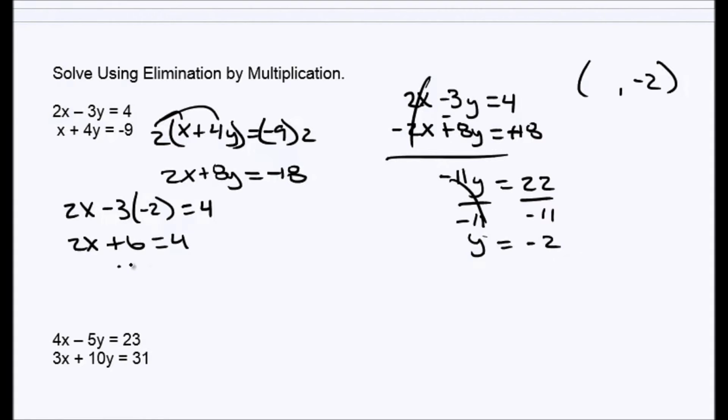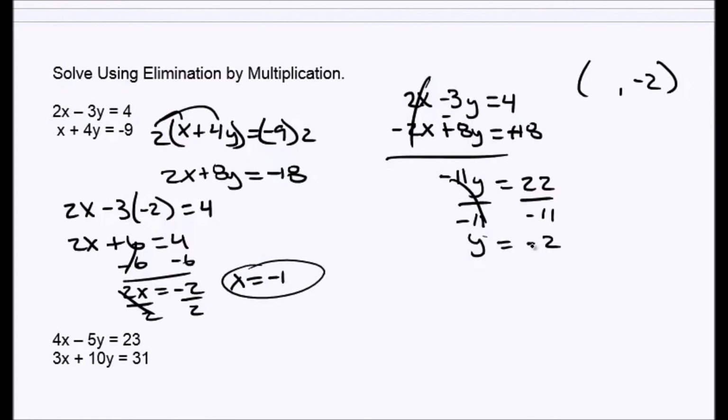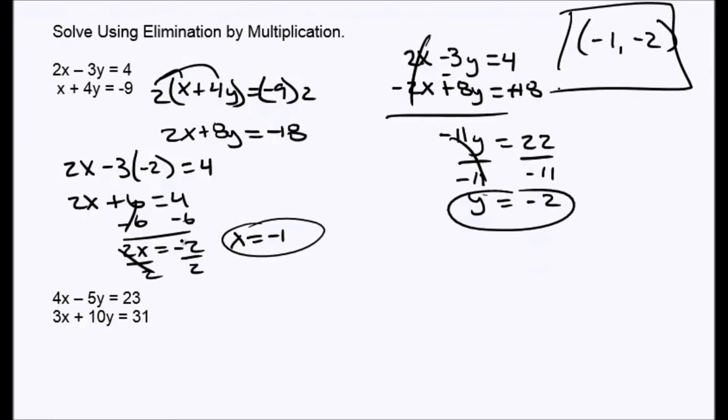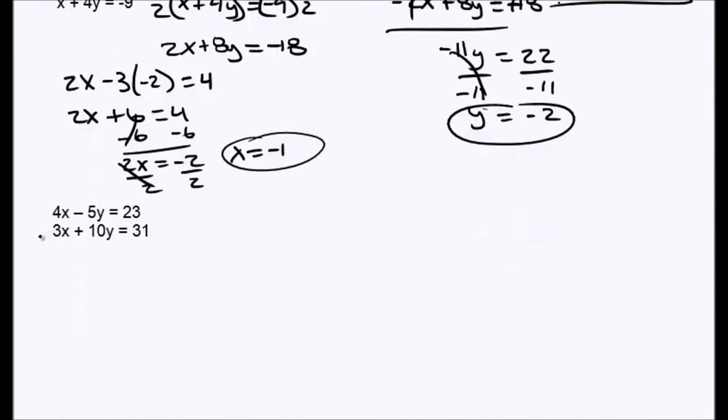2x, negative 3 times a negative 2 is a positive 6, equals 4. This is a two-step equation. Subtract 6 from both sides. So 2x is equal to negative 2. Divide both sides by 2. So x equals negative 1. You have your x coordinate, your y coordinate, put it together. So your solution is (negative 1, negative 2). Okay, so we use multiplication. Then we combine both equations and eliminate the x or the y. Okay, so here it's not as easy as the one we just did.